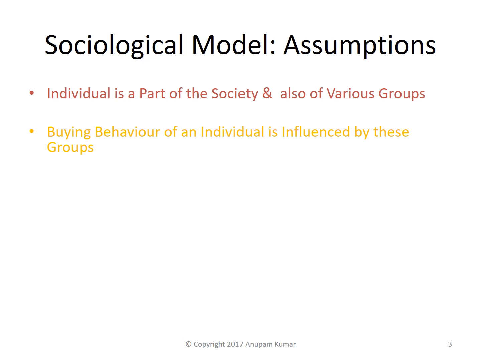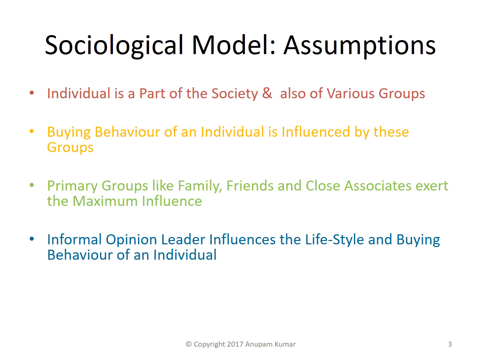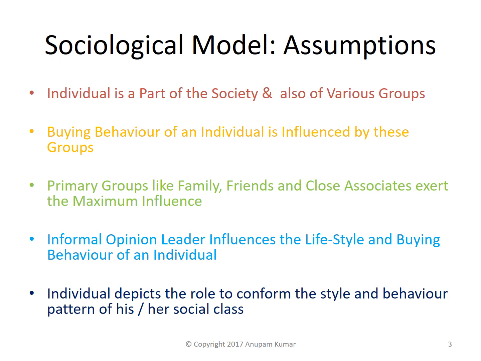The primary groups, like the family, friends, and close associates, exert the maximum influence on the individual. The informal opinion leaders influence the lifestyle and buying behavior of the individual. And finally, the individual depicts the role to conform to the style and behavior pattern of his or her social class.